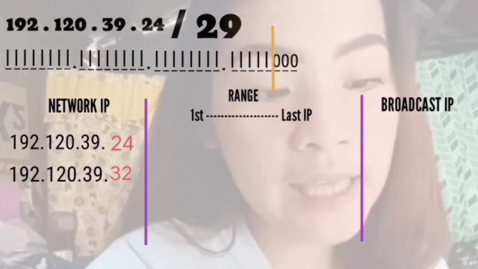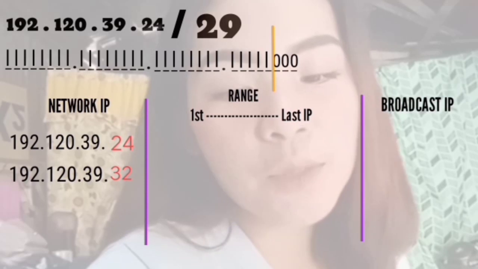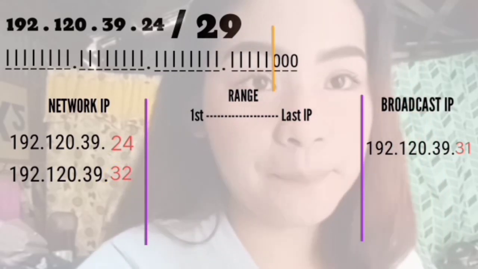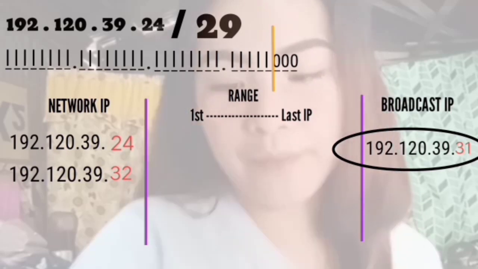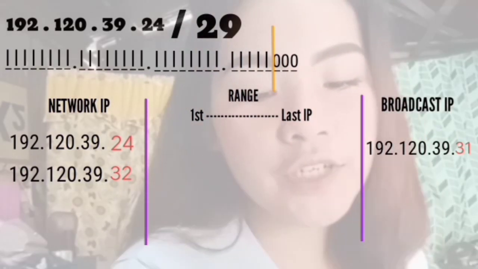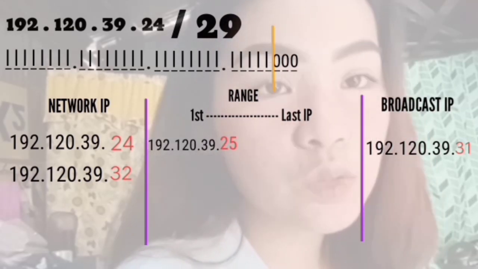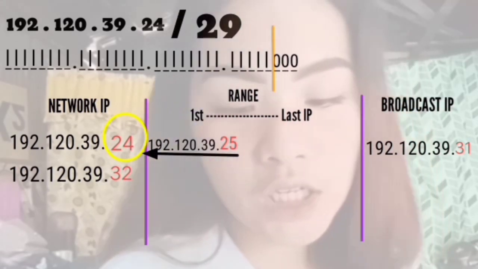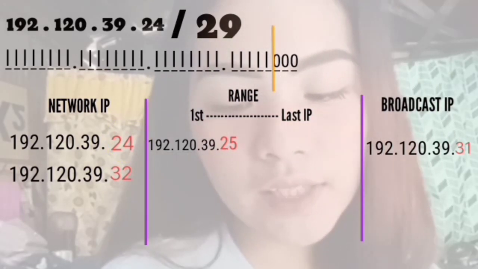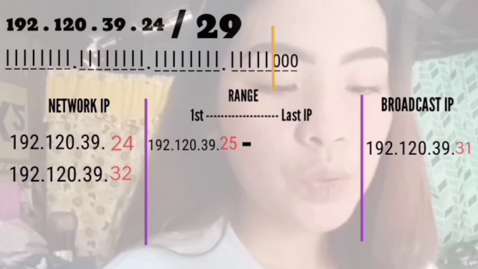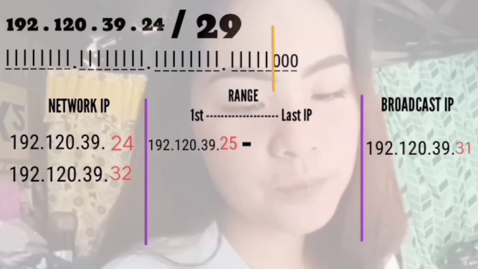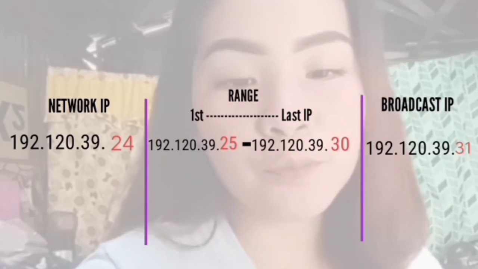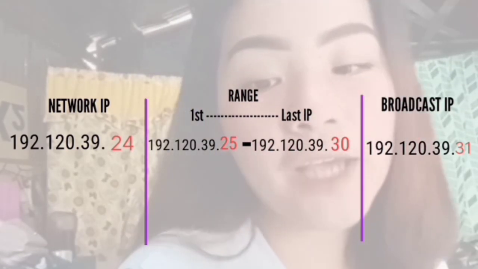So how can we get the broadcast IP? So first is put 31, because we need to minus 1 from the next network IP to be able to get the broadcast IP. Okay, then the first IP will be 25. We need to add 1 to this 24 from network IP again. And to be able to get last IP, we should minus 1 again from the broadcast IP. So the answer is 30. So that will be the answer. So therefore, this is now our IP address.